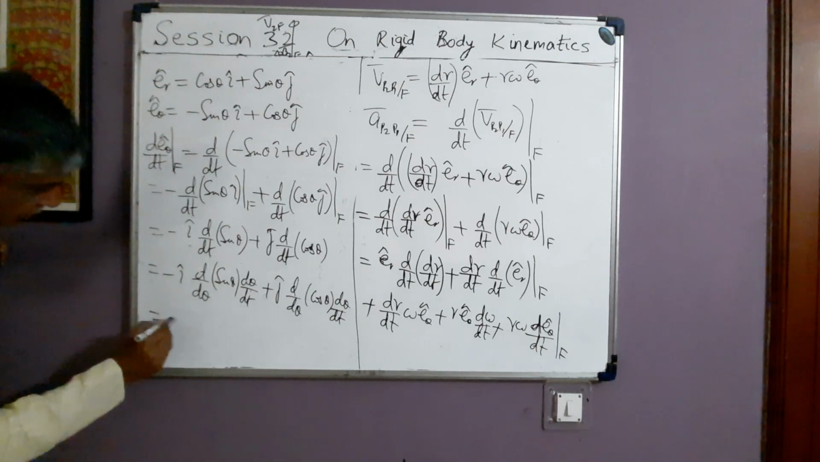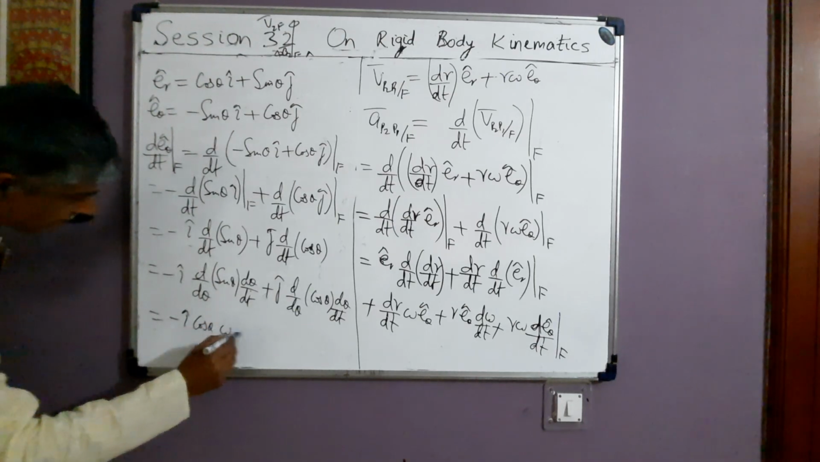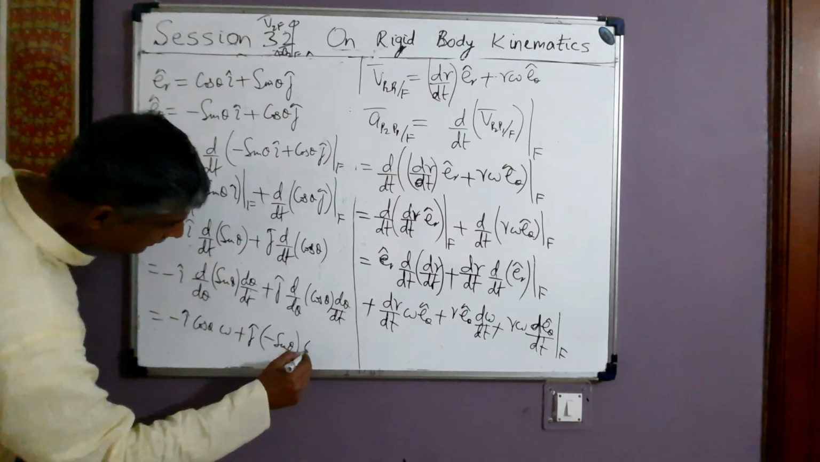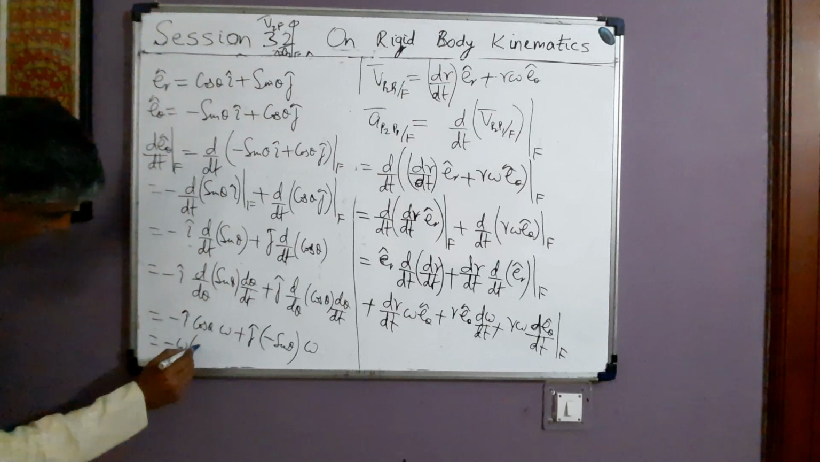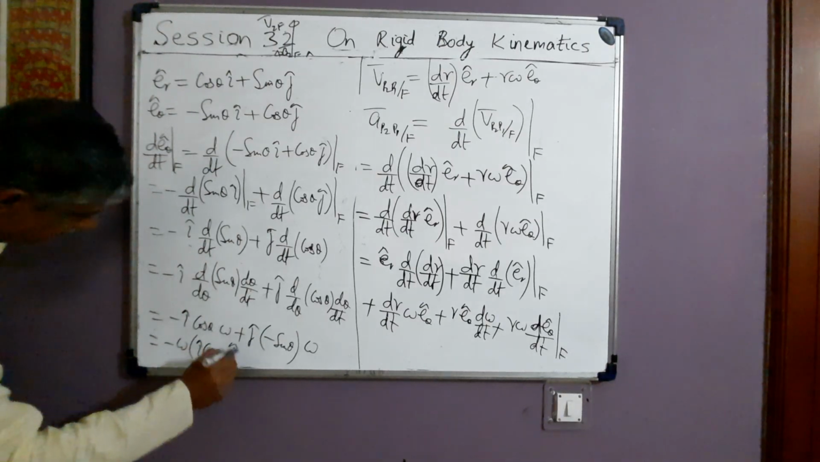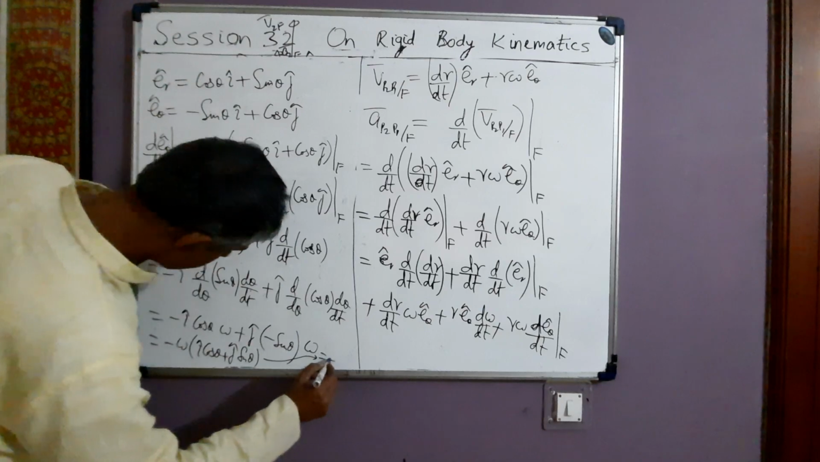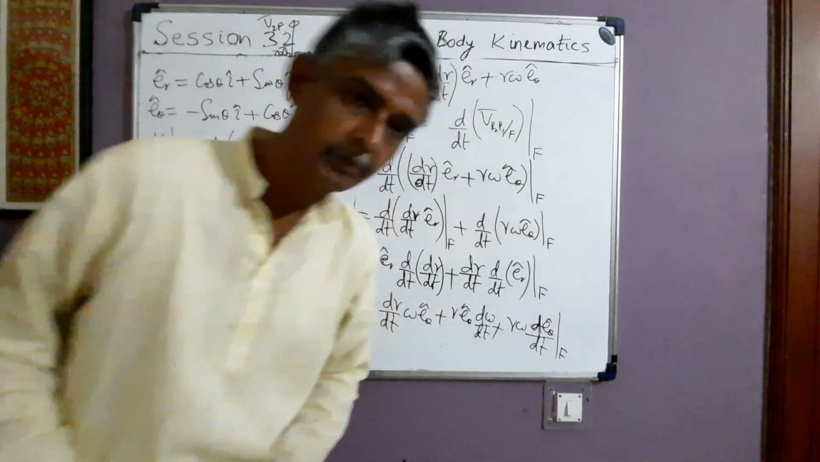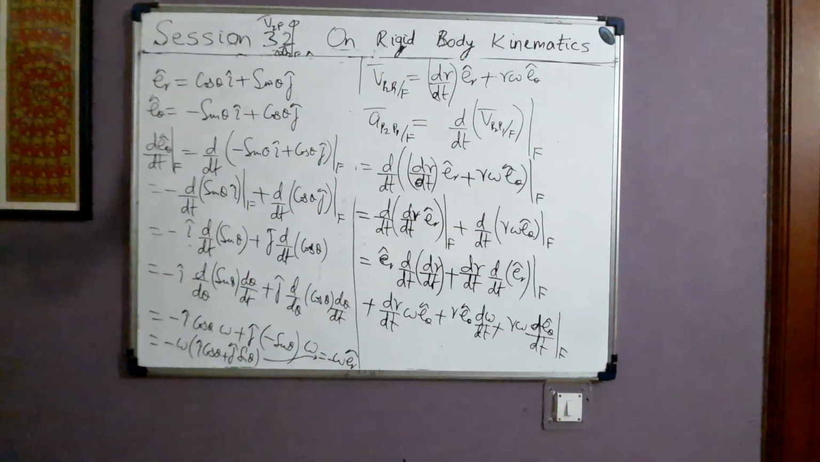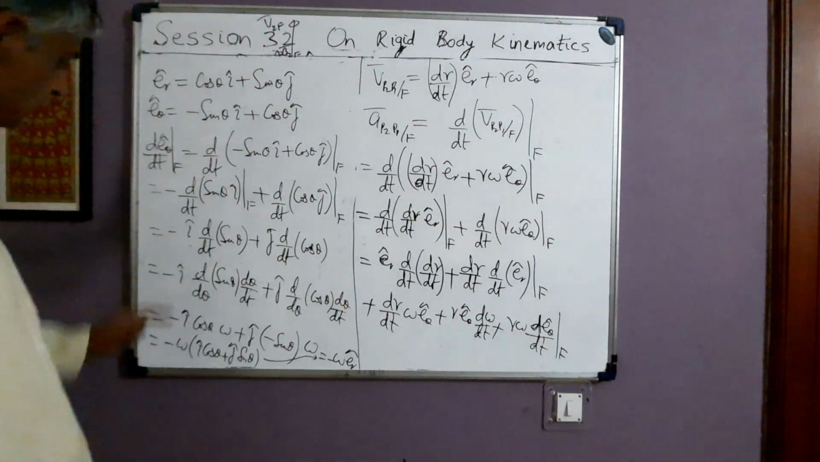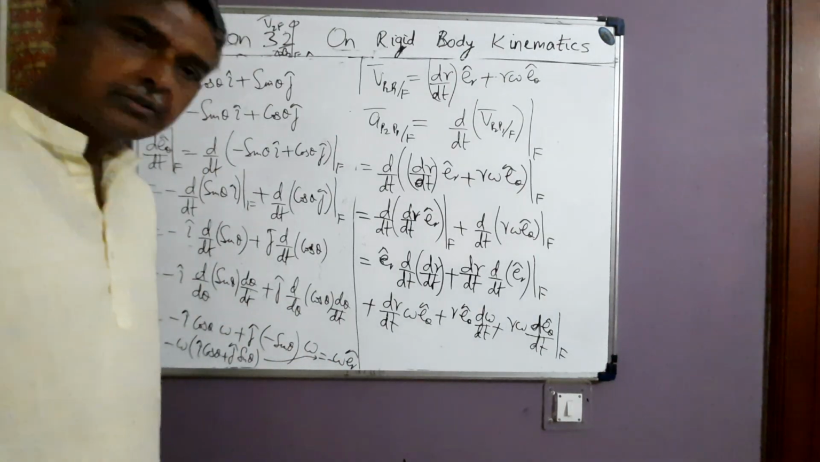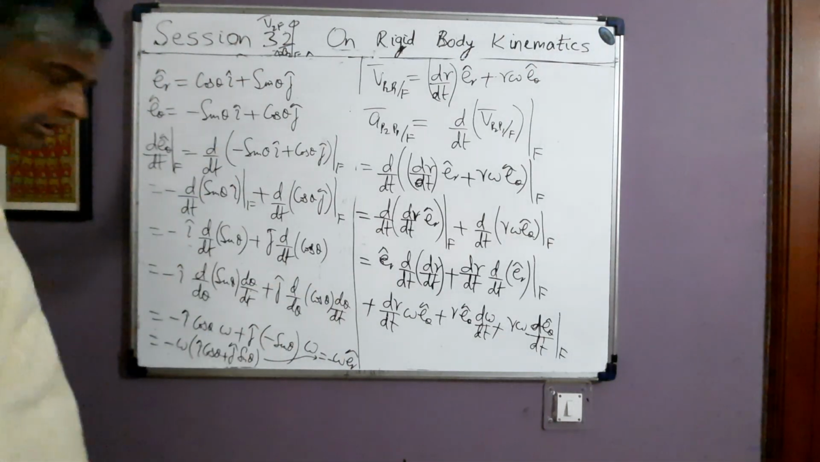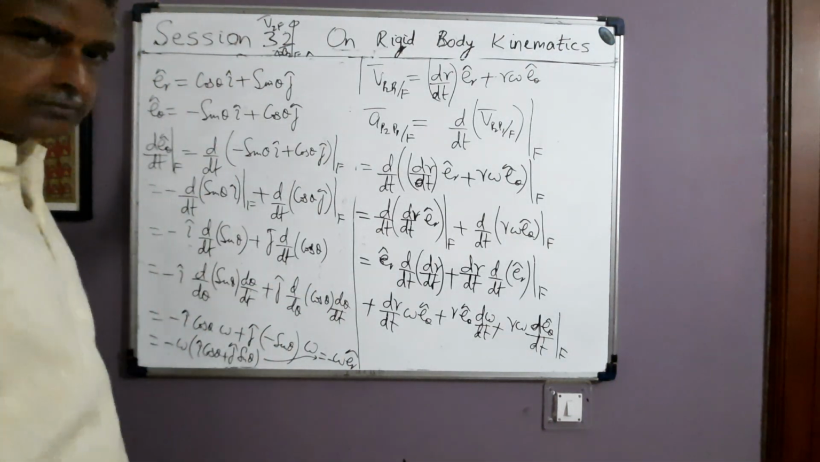d by d theta of sin theta becomes cos theta, so minus i hat cos theta omega, plus j hat times minus sin theta, since d by d theta of cos theta is minus sin theta, into omega. So minus omega comes outside: i hat cos theta plus j hat sin theta. Now this term is nothing but minus omega into e_r hat. So d e_theta hat by dt in frame F is nothing but minus omega into e_r hat. Alright, fine.